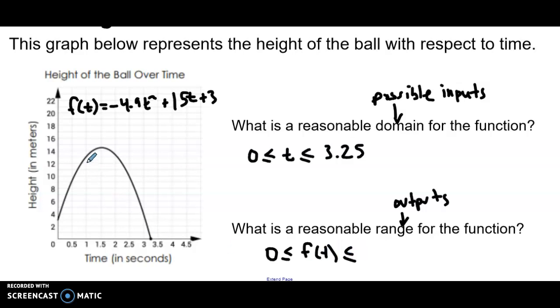And the highest it got, we'll say, was like 15 or so. On this one, it looks like it was probably a little bit less than 15, but we can call it 15, and that'll be okay. So the range is all of the outputs that you can possibly see. So that's the heights, and the domain is all the inputs, all of the times that make sense in the problem.